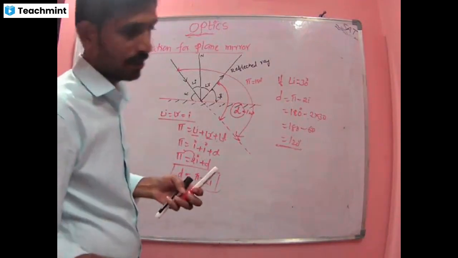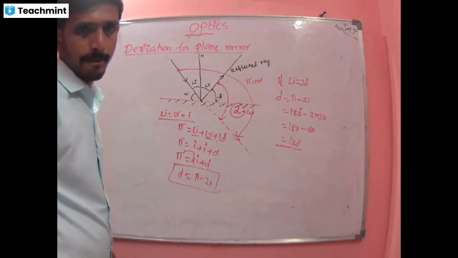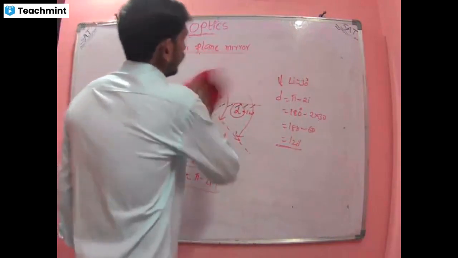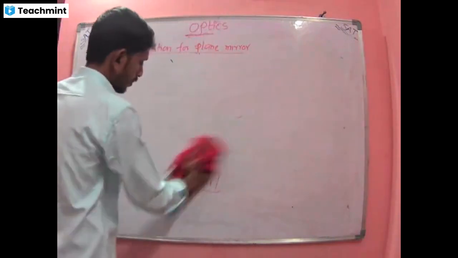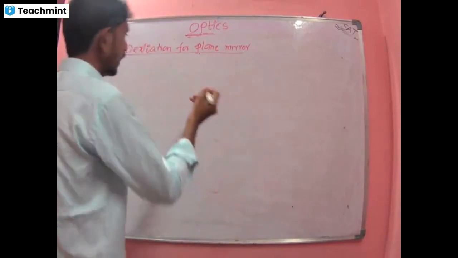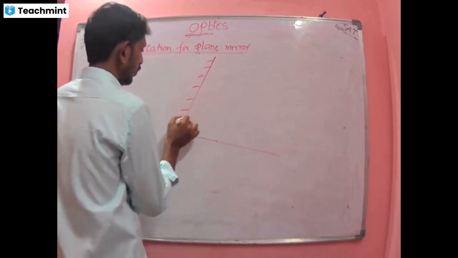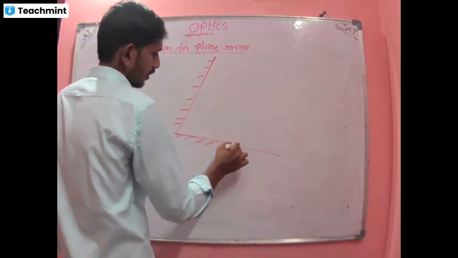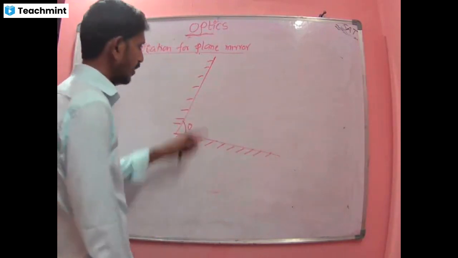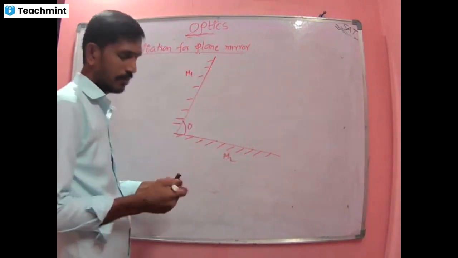If there are two plane mirrors, what is the deviation angle? Please take a screenshot. Deviation for two plane mirrors: for example, I can take this as one mirror and a second mirror. We are arranging the two mirrors in an inclined direction. This is the angle theta, the angle between the first mirror and the second mirror. This is mirror number one, mirror number two.